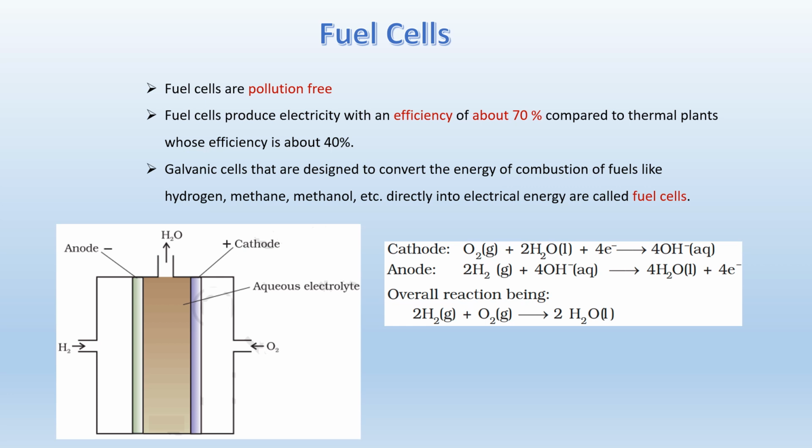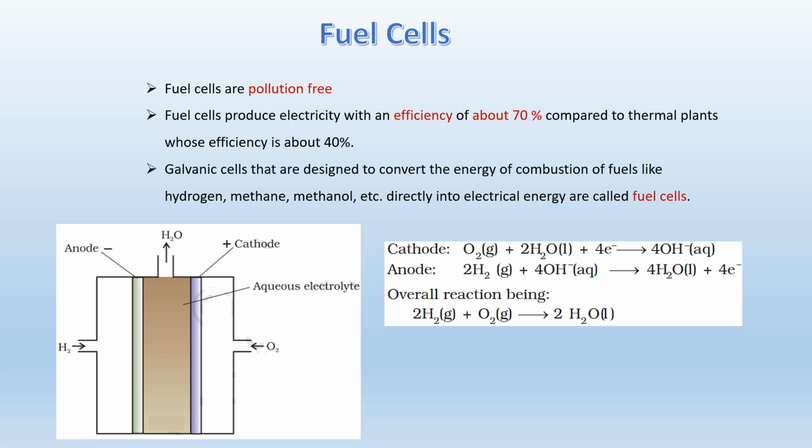Fuel cells convert chemical energy into electrical energy. They have a high efficiency of about 70%, higher than that of thermal plants, because thermal plants convert the chemical energy into heat energy, and only then is the heat energy converted into electrical energy. Here it is converted straight away into electrical energy, so it has a higher efficiency. The chemicals involved in fuel cells are hydrogen, methane, and methanol. Those are the fuels that can be converted into electricity, right?